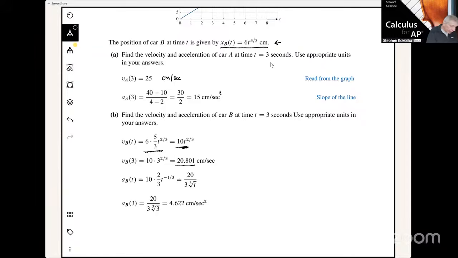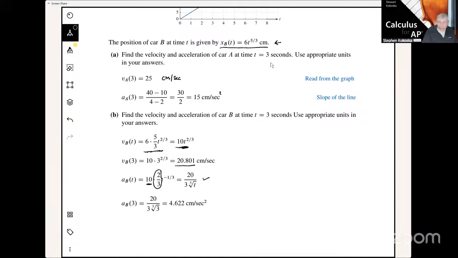In order to find the acceleration of car B, well, I've got to take the derivative of the velocity. There's the constant 10 out in front. There's the power 2/3 times t to the 2/3 minus 1. And I did a little bit of simplification here. Hope I did that right. 20 divided by 3 times the cube root of t.